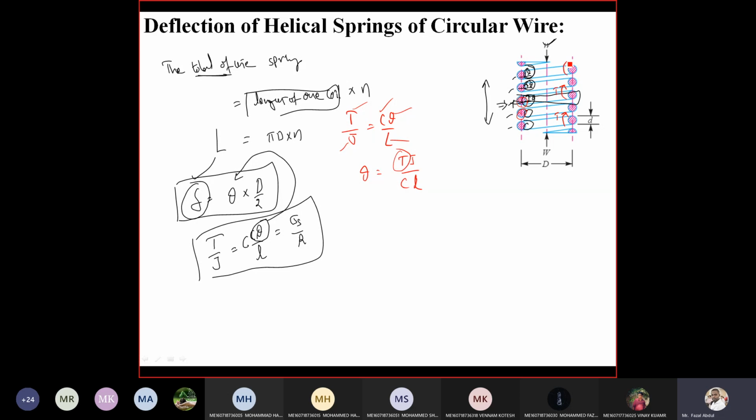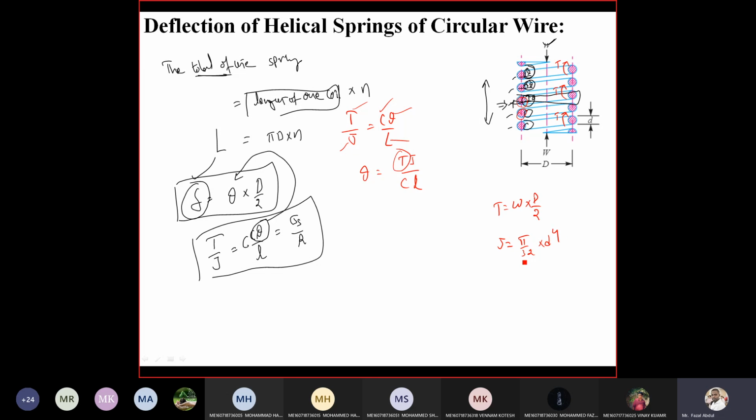For each coil, the torque will be generated like this. So how much is the torque? T equals load into D by 2. Okay, so what is J? J for the circular, because the spring has a circular cross section, J is nothing but pi by 32 into D power 4.